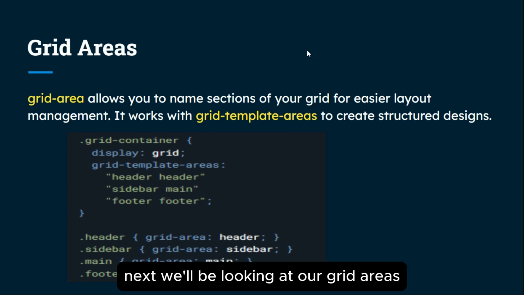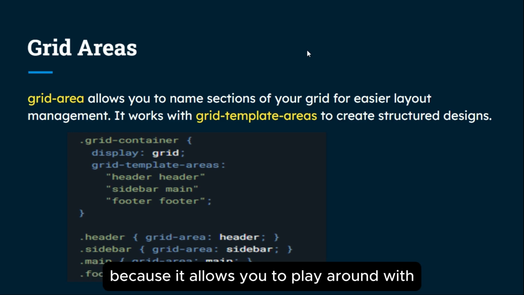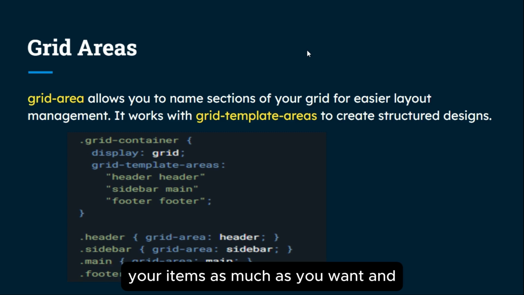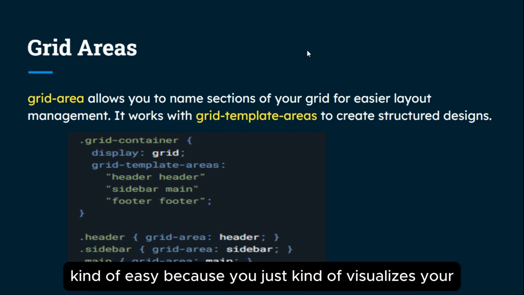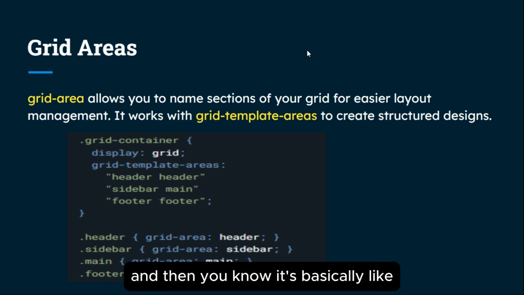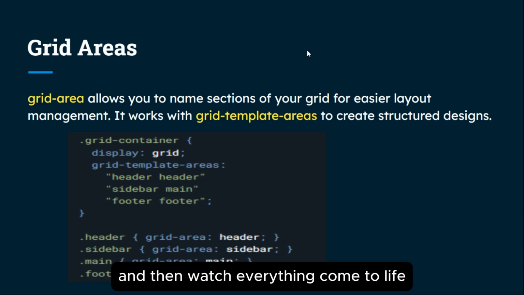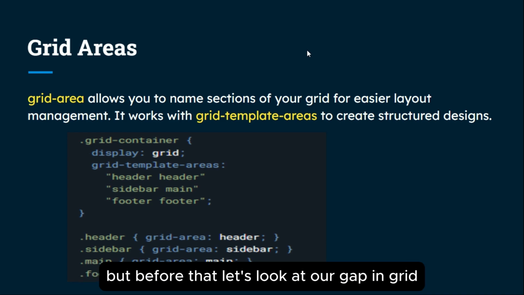Next, we'll be looking at our grid areas. Now, this for me is one of my favorite aspects of CSS grid, because it allows you to play around with your items as much as you want, and it's kind of easy because you just visualize how you want your layout to be, and then it's basically like writing out a matrix. Just place your items where you want them to be, and then watch everything come to life. But before that, let's look at our gap in grid.